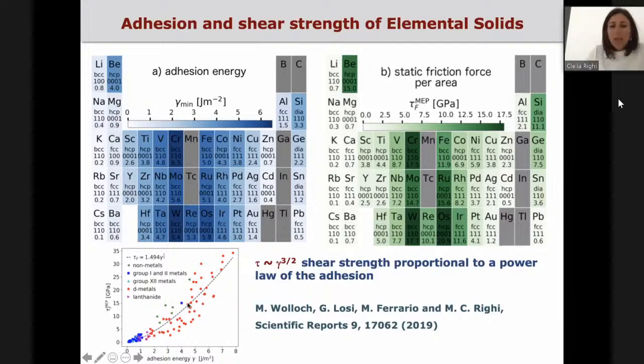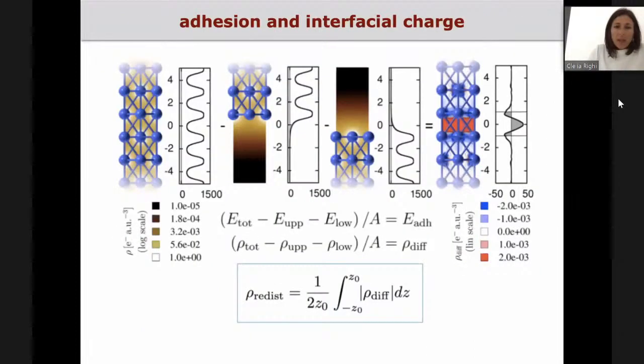For example, we observe that there is a power law between the shear strength and the adhesion of a solid interface. We also studied the electronic properties of these homogeneous interfaces. When two surfaces are mated to form an interface, there is a charge redistribution. And it's possible to calculate this charge redistribution exactly in the same way as the adhesion is calculated. We also define a figure of merit to quantify this charge redistribution when an interface is formed.